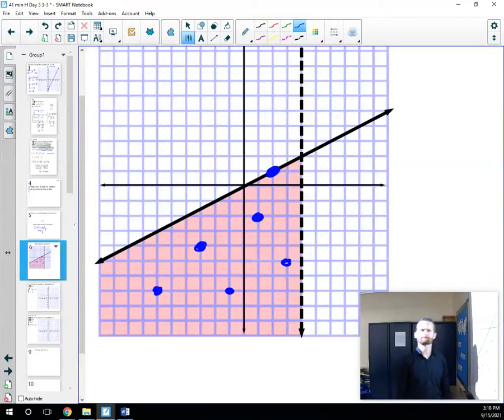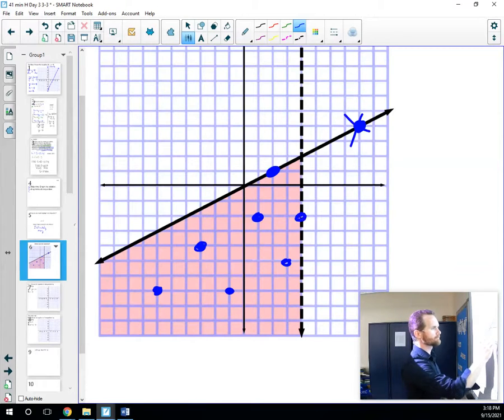Here's a question for you. Is that a solution? The answer is yes, because it's part of the shaded region and it's on a solid line. Solid lines means that the line is part of the solution. So how about up here? Would that be a solution? No, that's not a solution. Even though it's on a solid line, it's not part of the shaded region.